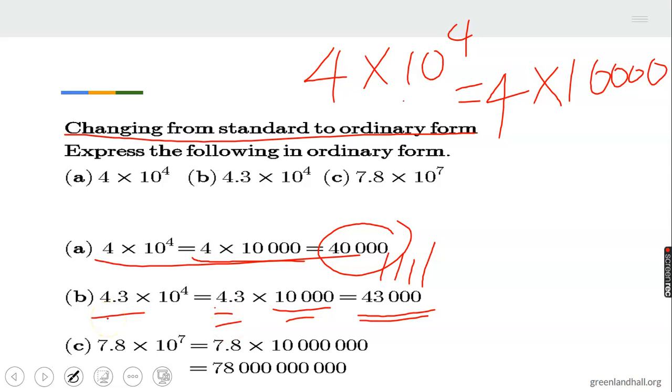Now, 7.8 times 10 raised to power 7, that means you are using how many zeros? When you have a point, that means you are using 8 zeros, which is 1, 2, 3, 4, 5, 6, 7. Because you are using a point, you have to use 8 zeros to remove the decimal point. That means our answer is 78 billion.